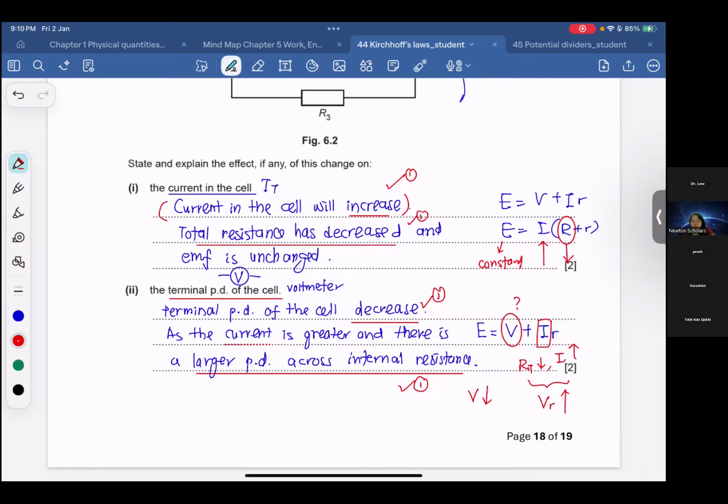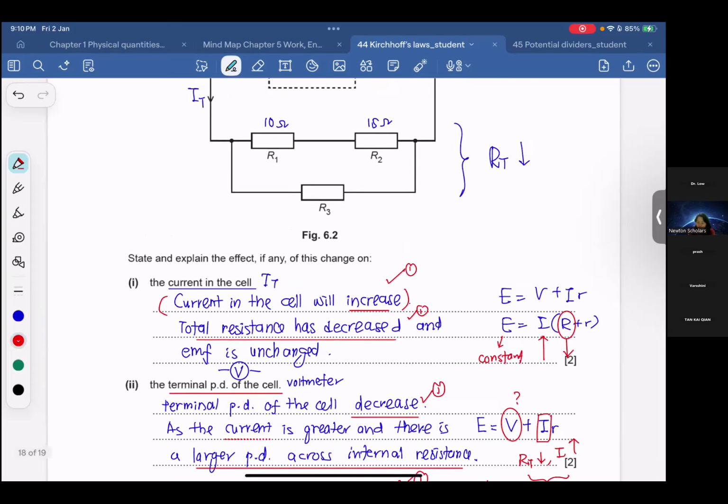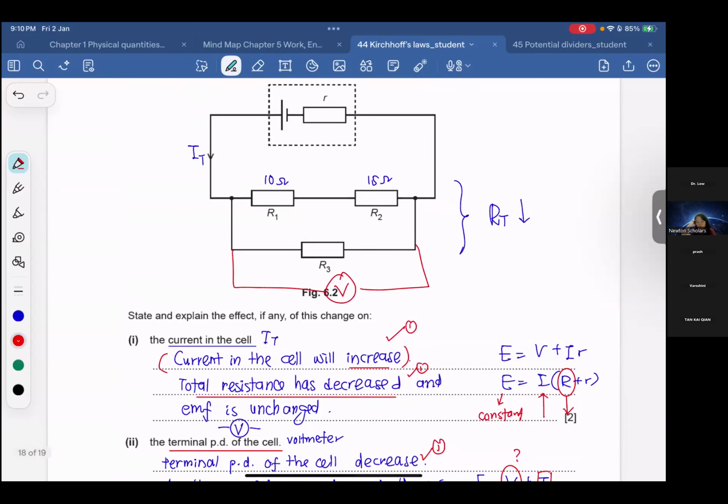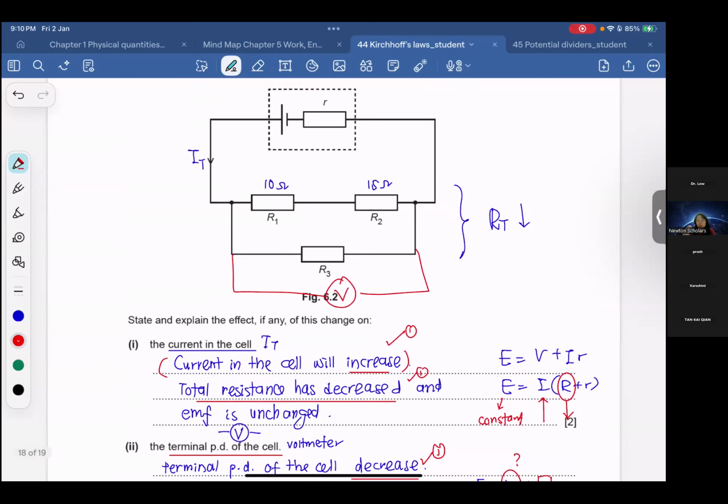Fatima says, why can't we just use V equals IR? If you are talking about the voltmeter reading here, when your total resistance decreases, your current also changes while your resistance also changes. So we are not going to use V equals IR because both I and R are changing.